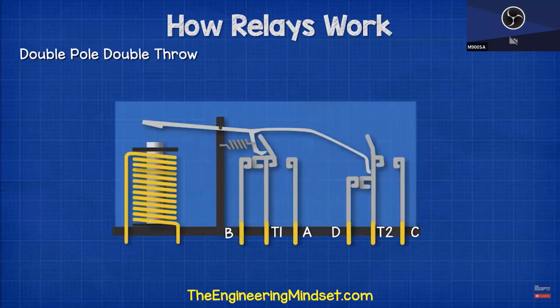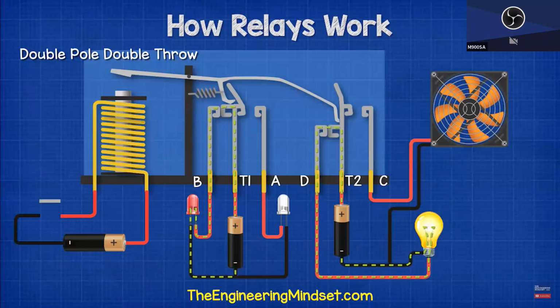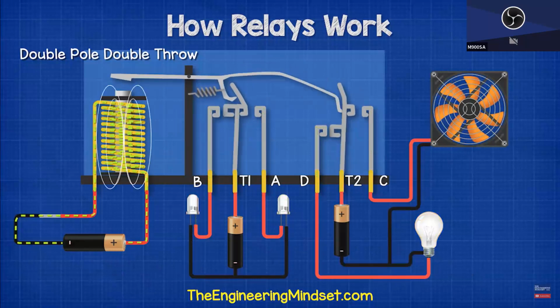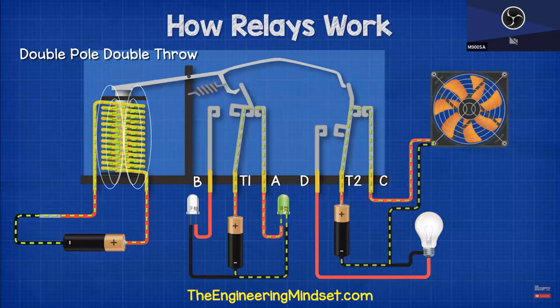The double pole double throw relay, or DPDT, is used to control two states and two separate circuits. Here we can see a DPDT relay. When the primary circuit is not complete, terminals T1 and T2 are connected to terminals B and D respectively. The red LED and the indicator light are energized. When the primary circuit is closed, then T1 and T2 connect to terminals A and C. The fan turns on and the green LED is also energized.